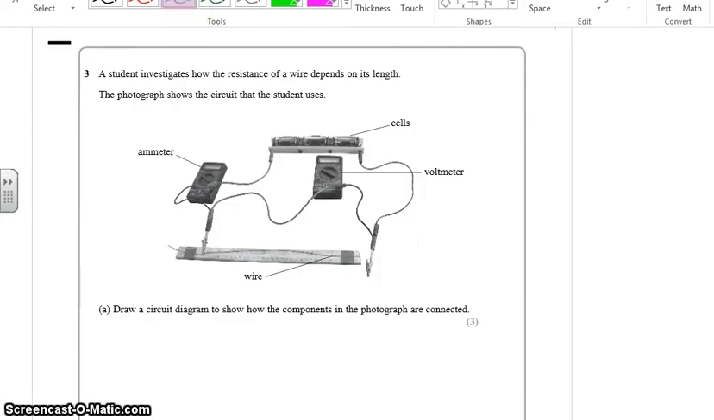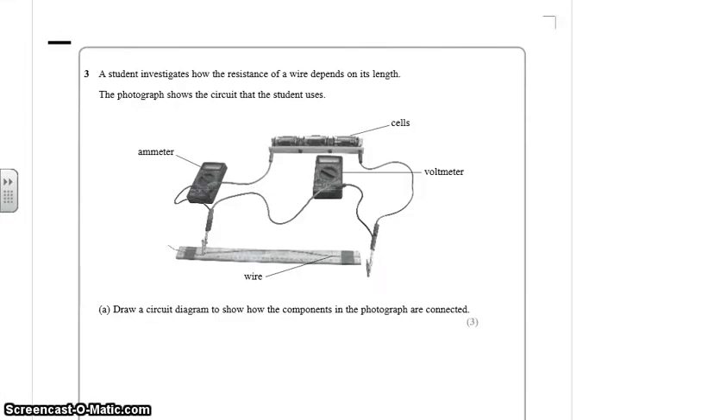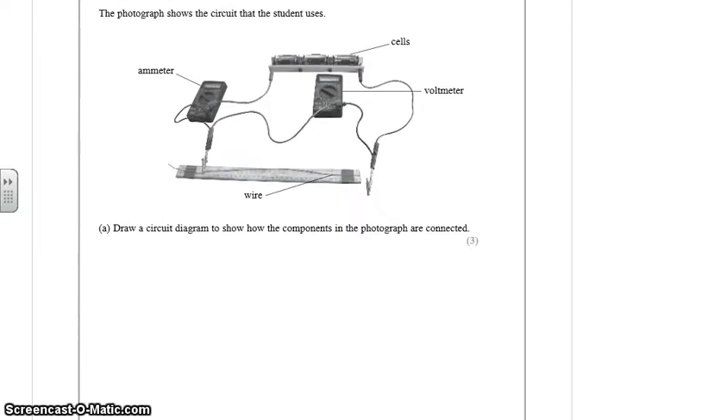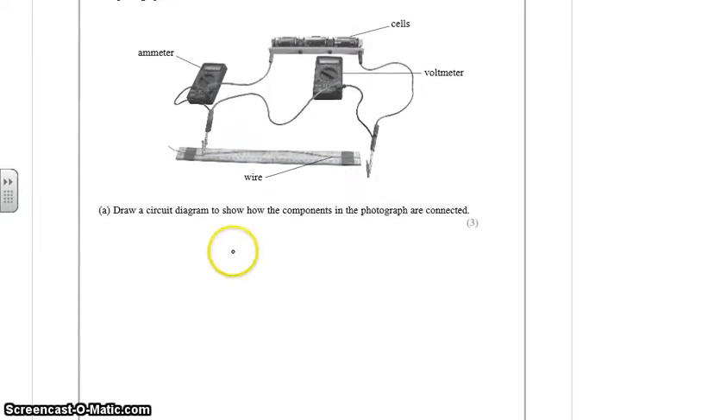So question 3, a photograph shows the circuit, and you've got to draw the circuit diagram for this. The first bit that we're going to do is the cells. There's 3 of them, so you can do 3 cells, or you can just do a battery. The long end is the positive end of the battery.